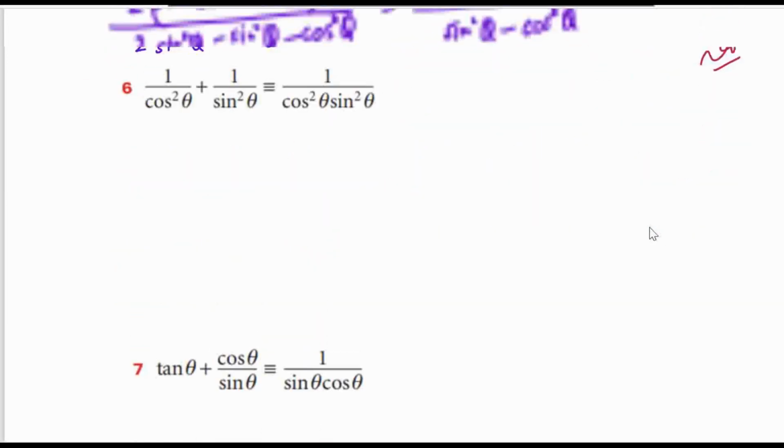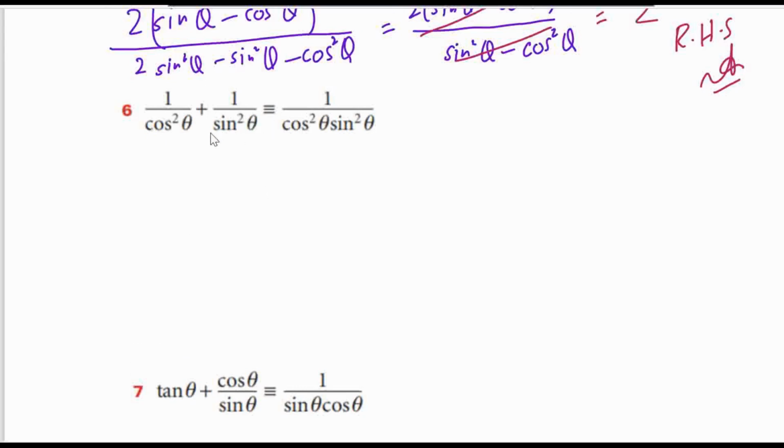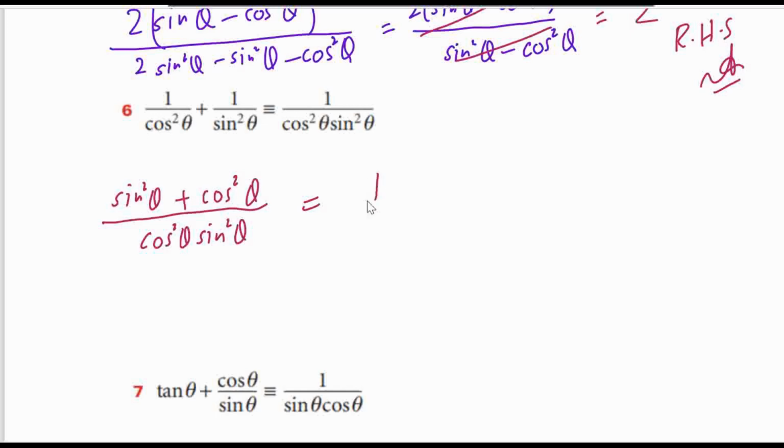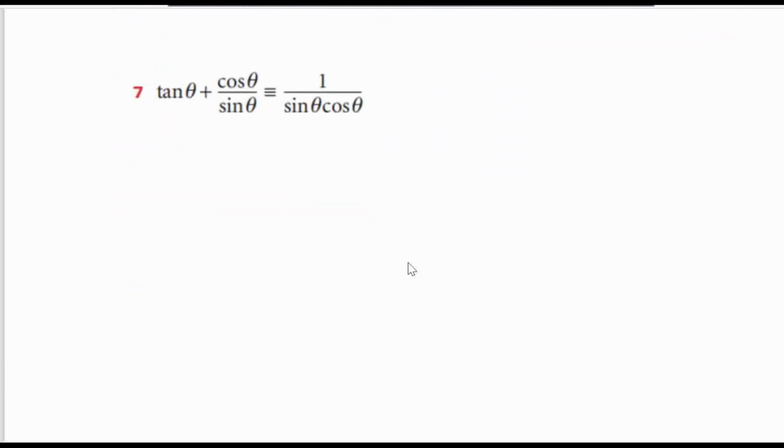Let's move to the next question. Again we can take the left hand side and move to the right hand side. If we take the LCM, this will become cos square theta plus sine square theta, and we know that this will be equal to 1, so the final answer will be the right hand side. I hope that this thing is clear to all of you. Let's move to the next one.